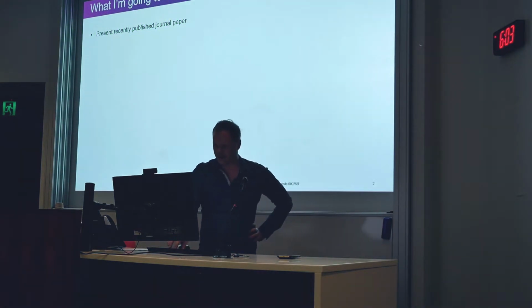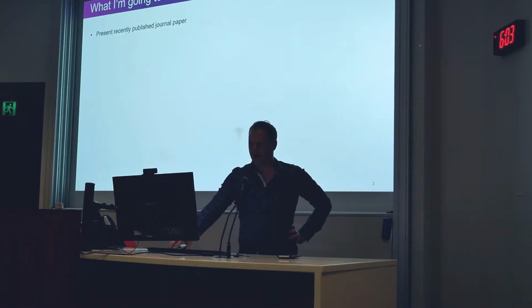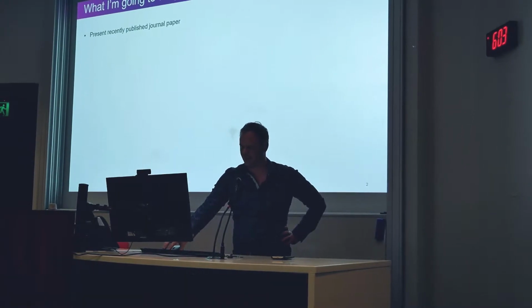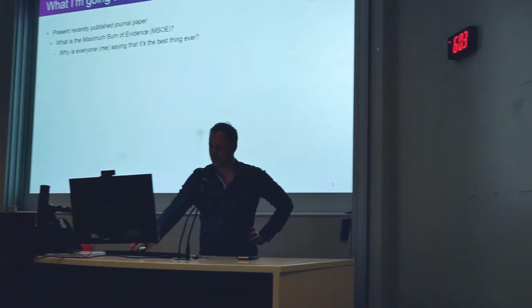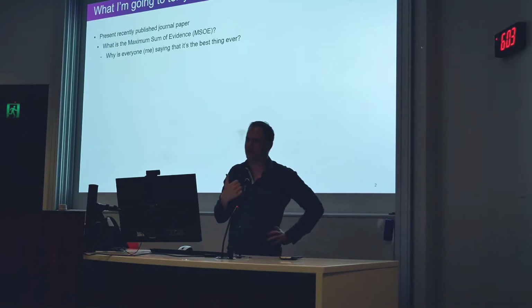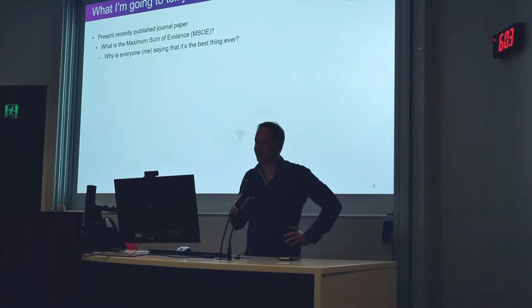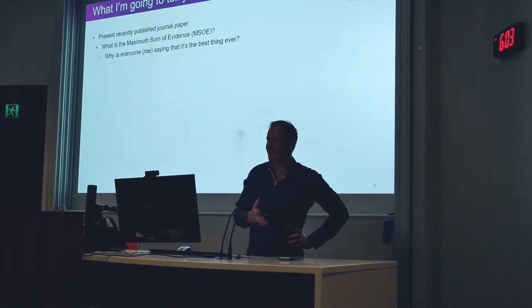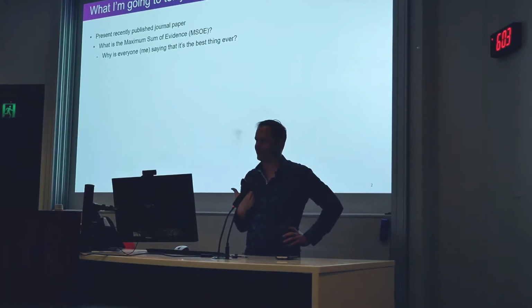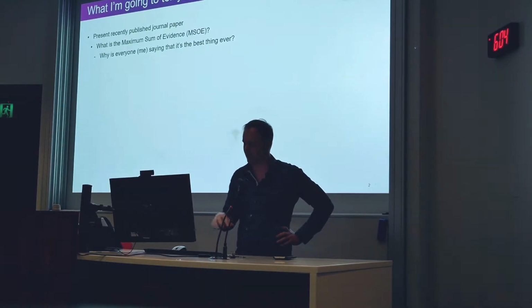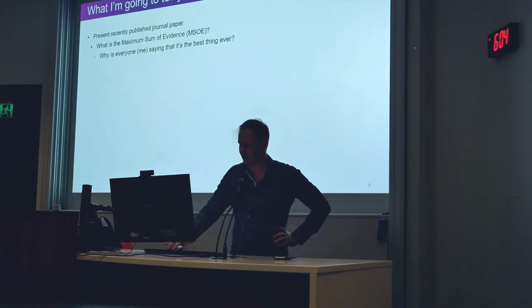So this is coming straight out of a journal paper that I published a couple of weeks ago. It's been on my to-do list for a few years, but it's going to be public access, and I can give you a copy of it if you want to have a read. The method is called maximum sum of evidence. So it's the maximum of a sum of something that I'm going to call evidence, and it is really a likelihood. But I'll do the maths for that in a bit. I think it's the best thing ever.